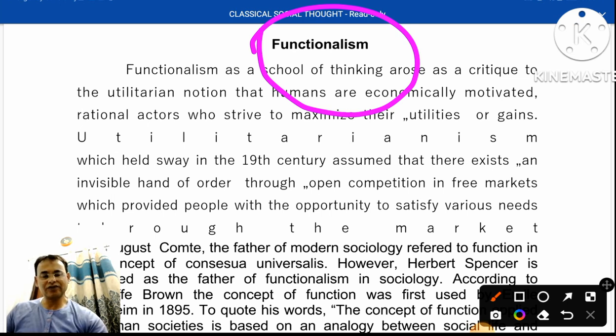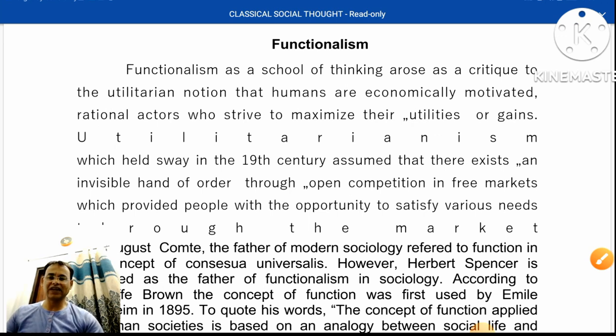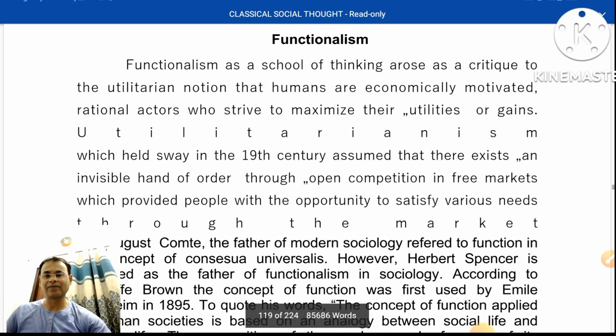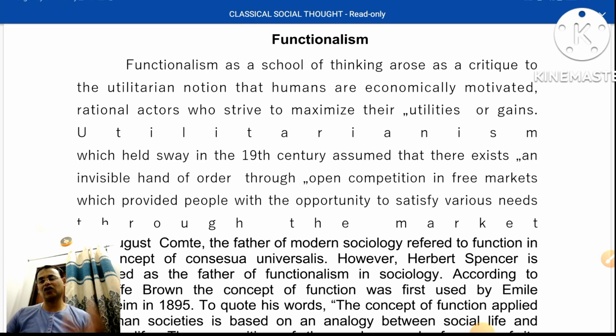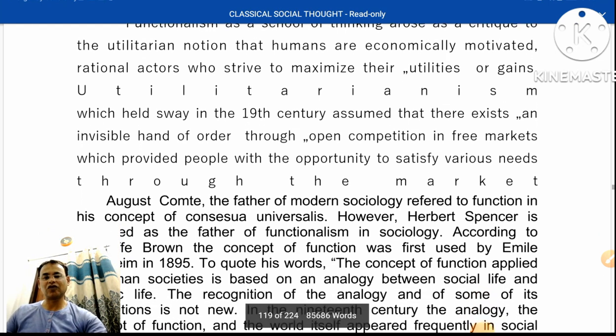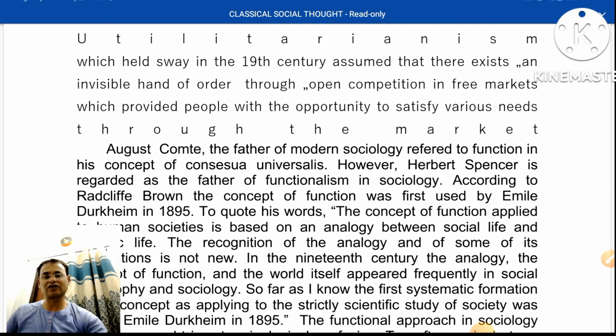Functionalism as a school of thinking arose as a critique of the utilitarian notion that humans are economically motivated, rational actors who strive to maximize their utilities or gains. Utilitarianism, which had sway in the 19th century, assumed that there exists an invisible hand of order through open competition in the free market, which provides people with the opportunity to satisfy various needs.